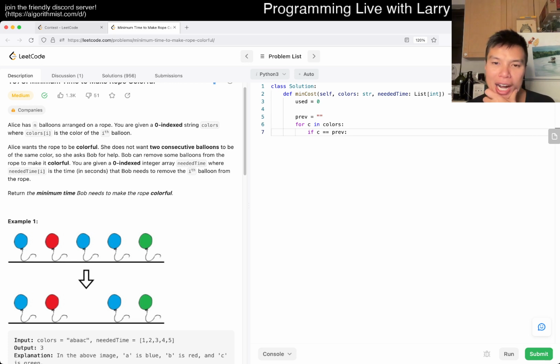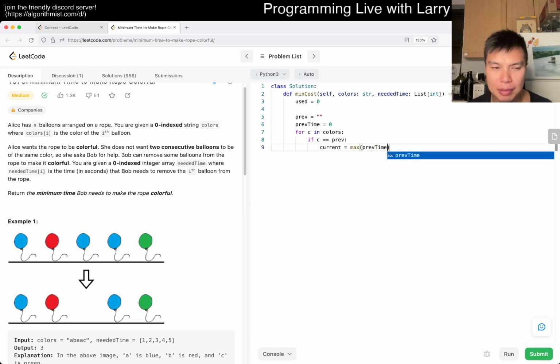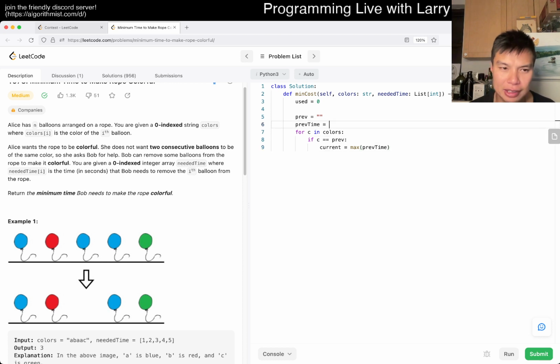That means that we have to remove either c or the previous. So maybe we have a previous time. Then here, what is the way of writing it? So the new time, I'm going to use more variables. I was thinking in my head that I should save whatever, but that's fine. So current is equal to the max of the previous time, or the min, right? So here, let's just say infinity.